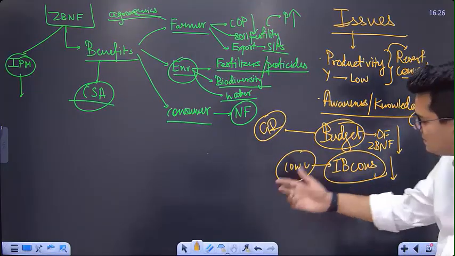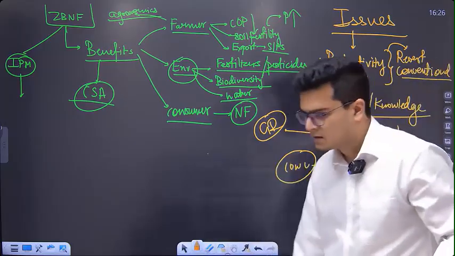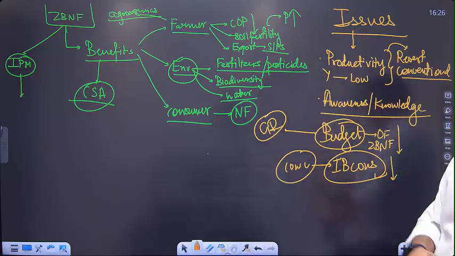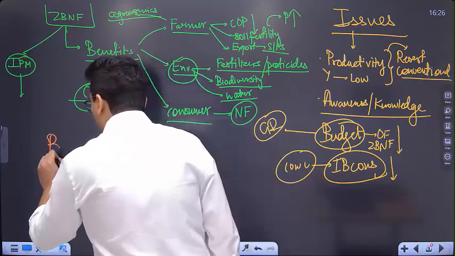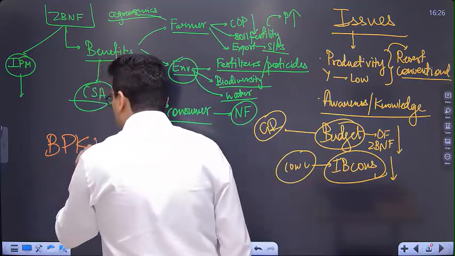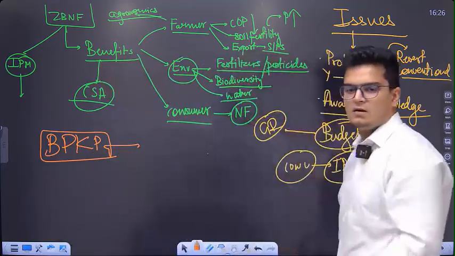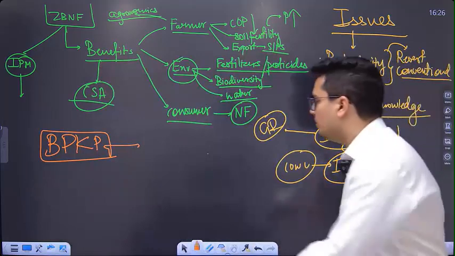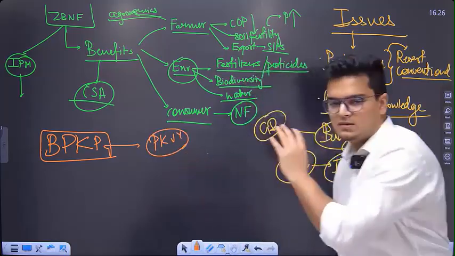Now, what are the steps taken? Steps taken for ZBNF obviously include promotion of all of these factors, but the Bharatiya Prakritik Krishi Paddhati scheme, which specifically focuses on ZBNF, has been adopted. It is a sub scheme of the Paramparagat Krishi Vikas Yojana. So this step has also been taken.